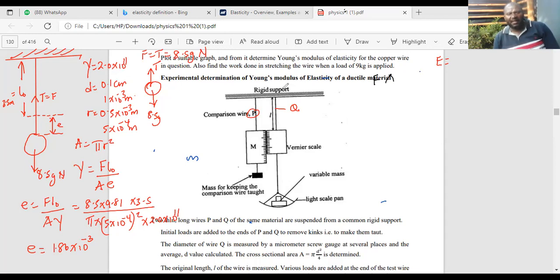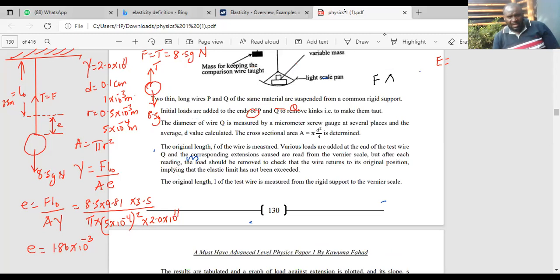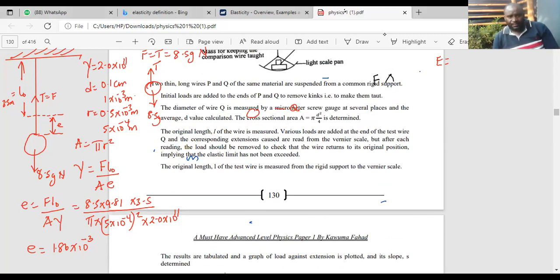The diameter of Q is measured by a micrometer screw gauge at several places, and the average of the diameter is obtained. When the average of the diameter is obtained, it helps us to find the radius and hence to determine the cross-sectional area. Of course, from that expression of area, as you can see. Then the original length of the test wire L is measured, and various loads are added in the test wire at the end. Corresponding extensions caused are read off from the vernier scale.